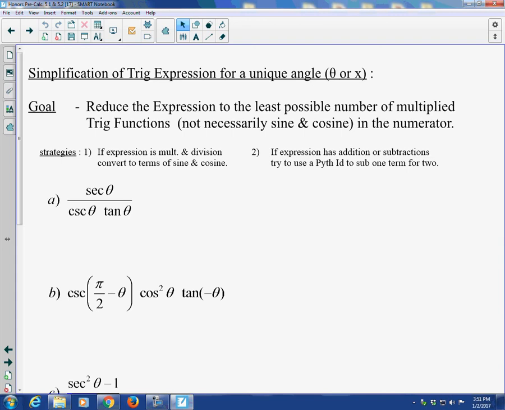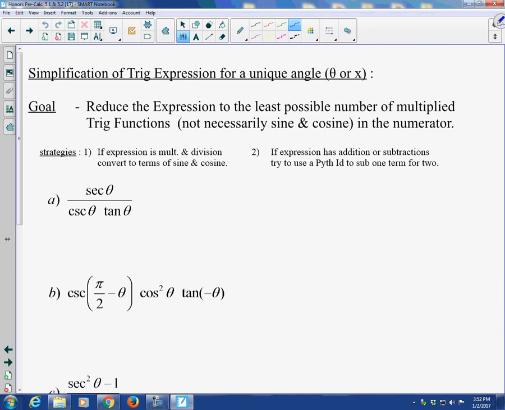Our second strategy is if we see addition or subtraction in our expression, we're going to try to use a Pythagorean identity to substitute one term for two terms, and that's going to hopefully get us back to a place where we've got everything in terms of multiplication and division. We can change everything to sine and cosine and cancel things out. All right, so right here we're going to look at A first. And then we're going to let you guys try B.